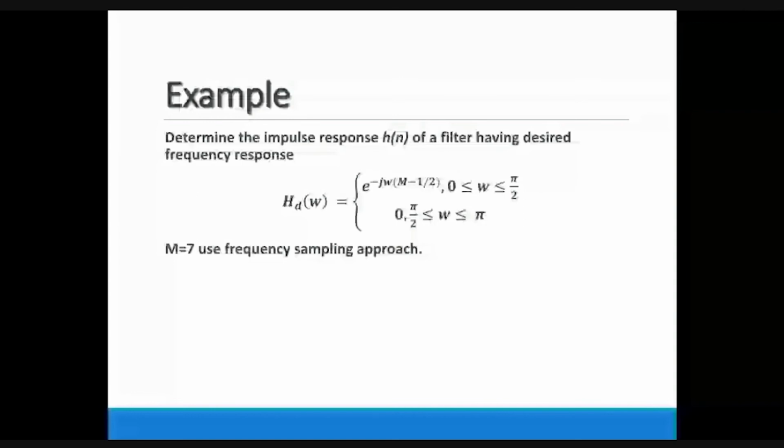Here the desired frequency response is already given to you. The value of M is given to you. The cutoff frequency is given to you. Now you have to find the value of h of n. Here M is equal to 7. Please try to solve this example, which is very easy compared to the previous one, and you will easily get the answers. Calculate the value of h of n and share the answer with me. I suggest all of you solve this example and share your values of h of n with me.